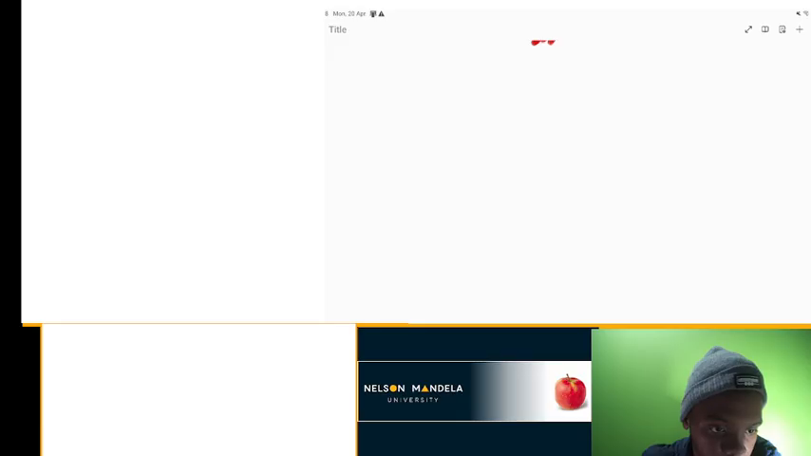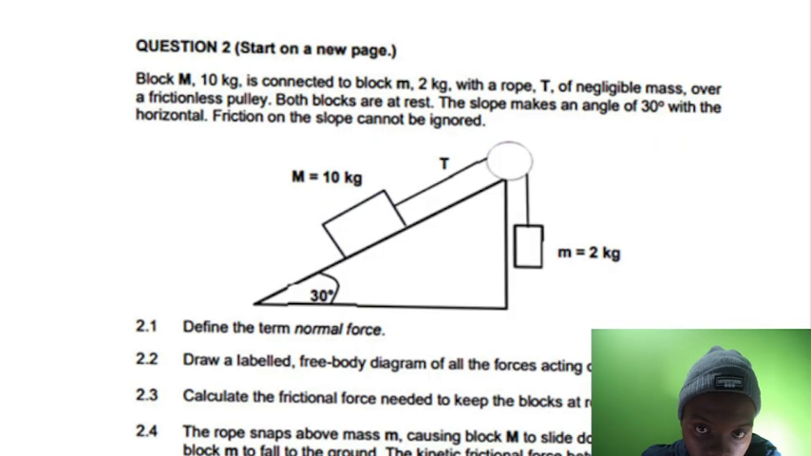So let's look at the question. Block M of 10 kg is connected to block M of 2 kg with a rope T of negligible mass over a frictionless pulley. Both blocks are at rest, so they're not moving. The slope makes an angle of 30 degrees with the horizontal. Friction on the slope cannot be ignored, so let's not ignore friction. Question 2.1: define the term normal force.